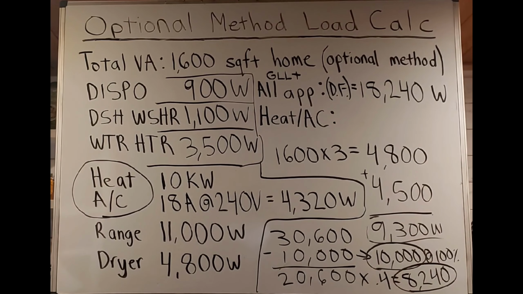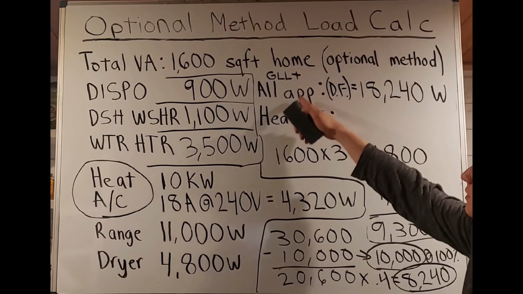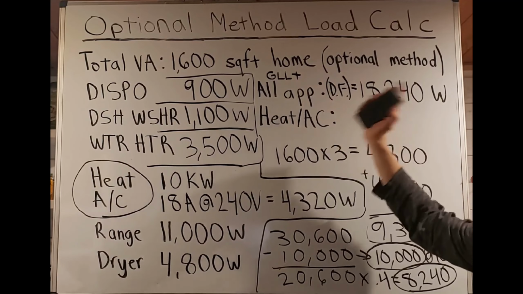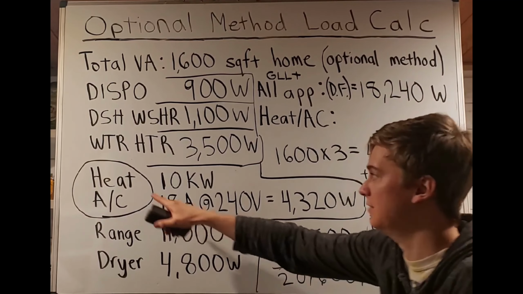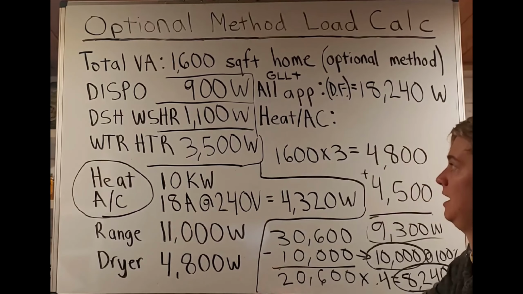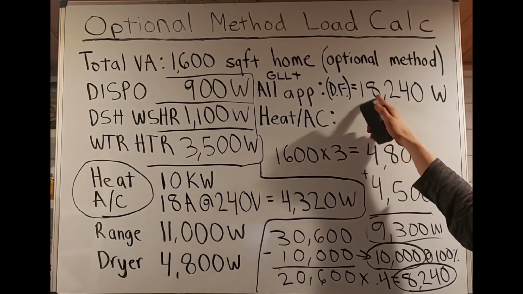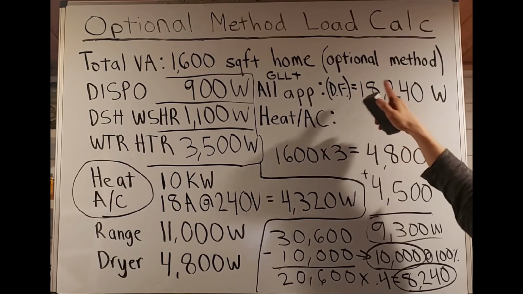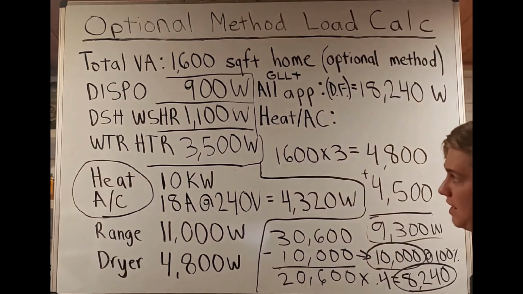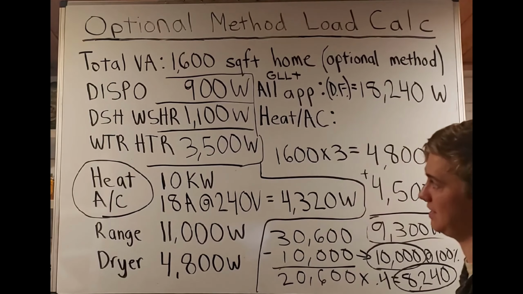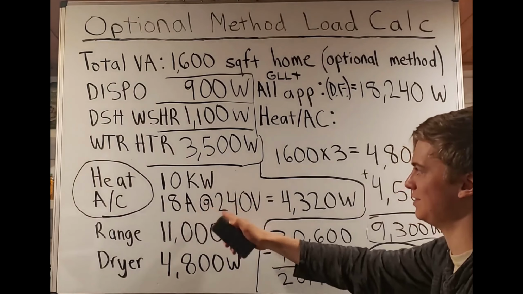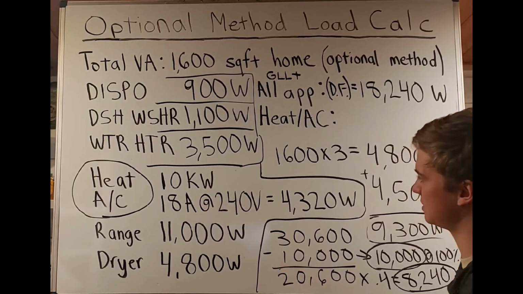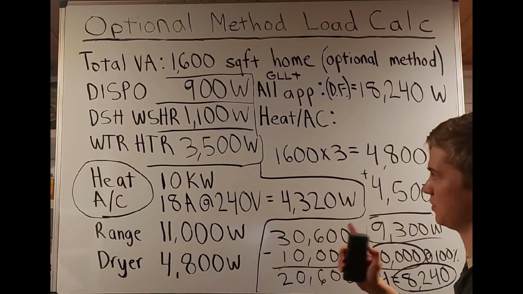Now what we do after we figure out our general lighting load plus all appliances with the demand factor and we get that total number, is we just pick the bigger of the heat or the AC and we add that to our now reduced number with that demand factor. So we're going to see how to do this. We have the heat and the AC. The heat's at 10 kilowatts and the AC is at 18 amps at 240 volts. We use Ohm's law. We get 4,320 watts.